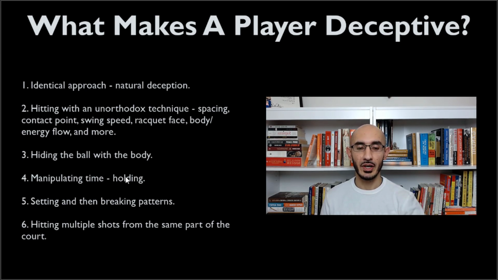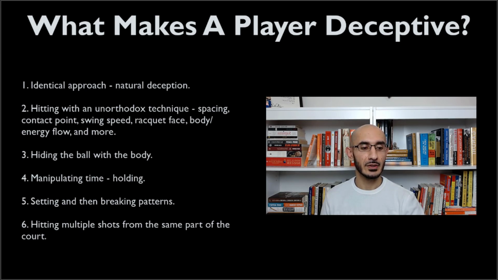He hit the ball with his body. He didn't manipulate time so much in this case. He didn't hold it. It was more technical and all of the other factors. He had a pattern where he likes to hit the trickle boast from there, and he's known for that shot, and then he broke it with the technique showing the trickle boast, and he had already hit multiple shots from the same part of the court.